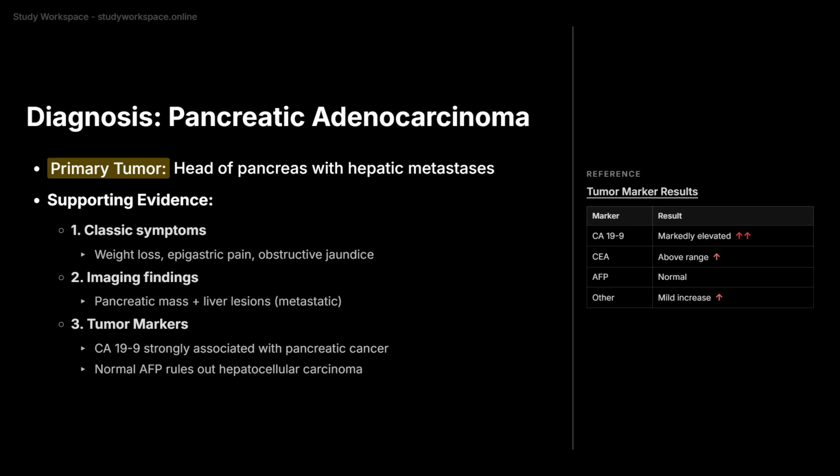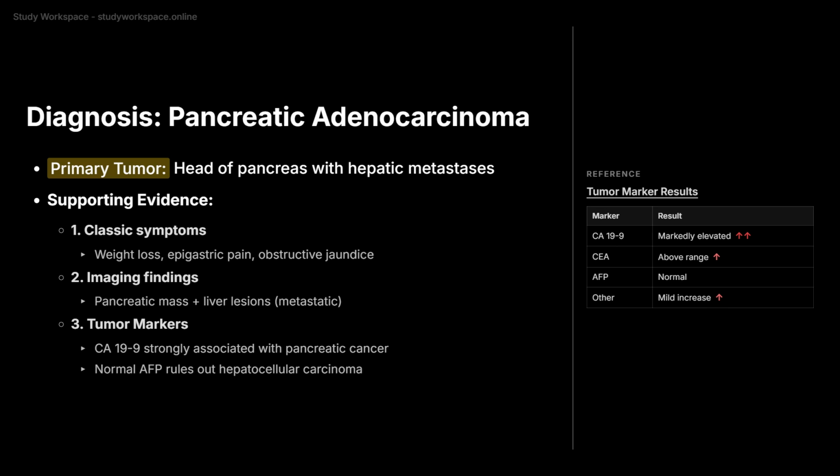The most likely diagnosis is pancreatic adenocarcinoma arising from the head of the pancreas with spread to the liver. Why is this the most likely diagnosis? First, the patient's symptoms are highly suggestive of pancreatic cancer. Progressive weight loss, epigastric pain, and obstructive jaundice are classic features, particularly when the tumor is located in the head of the pancreas. Second, imaging demonstrates a pancreatic mass with liver lesions indicating metastatic disease.